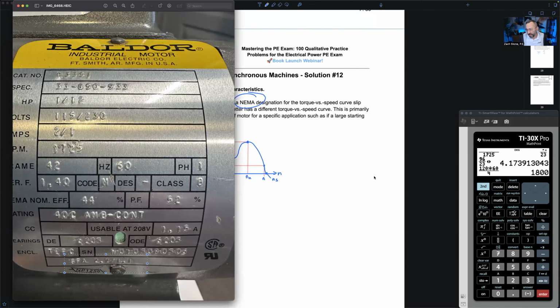Any questions? Sarah said, is a reg an auto trans? Sarah, I'm not sure what you mean by that. If you could clarify, happy to answer.